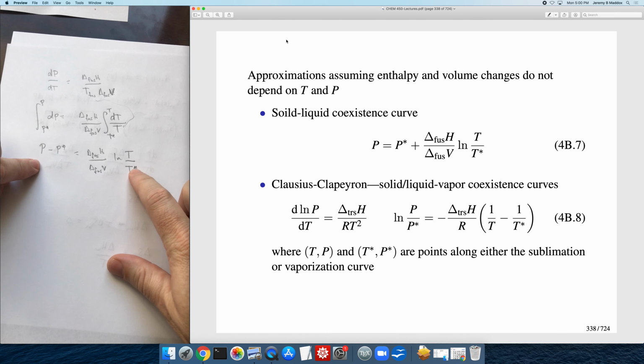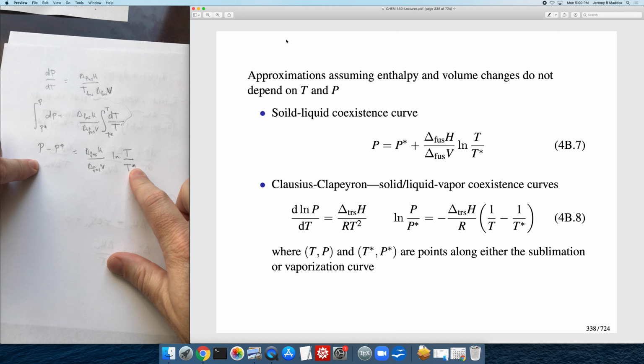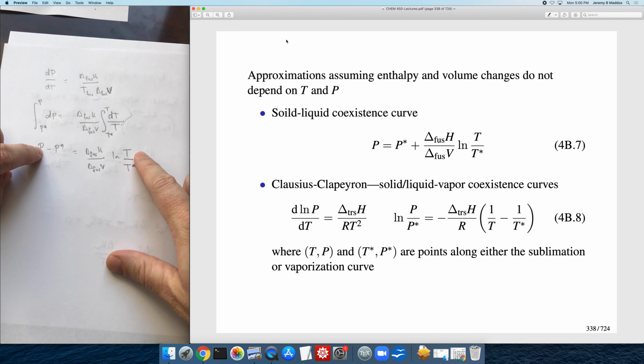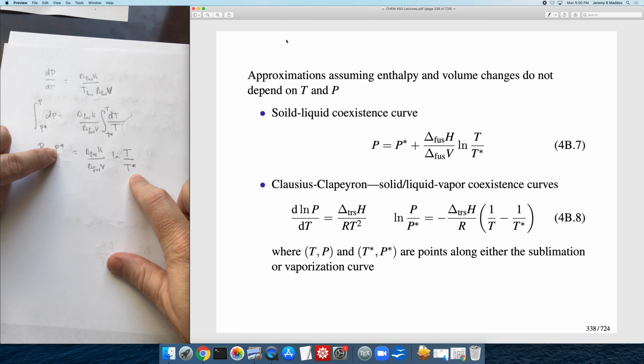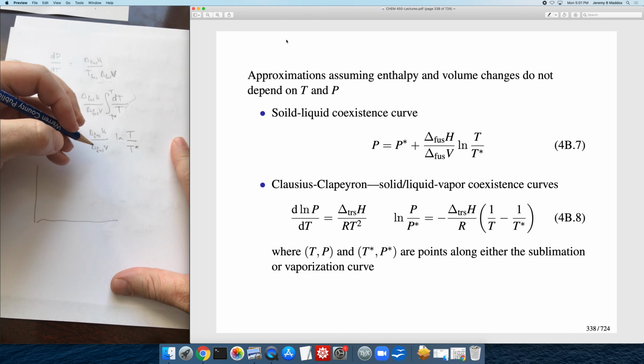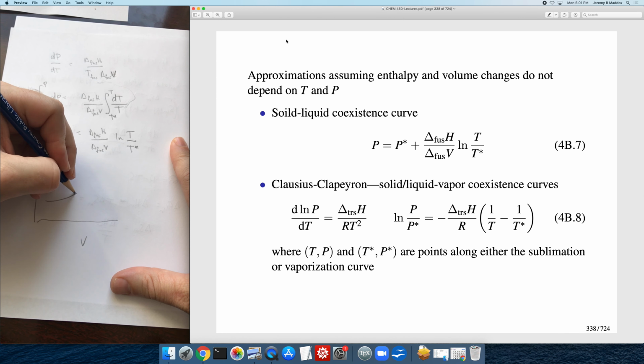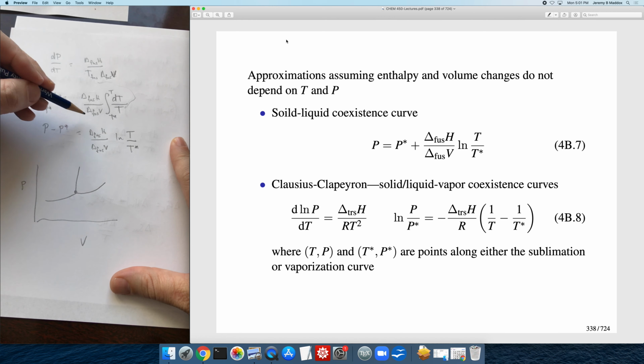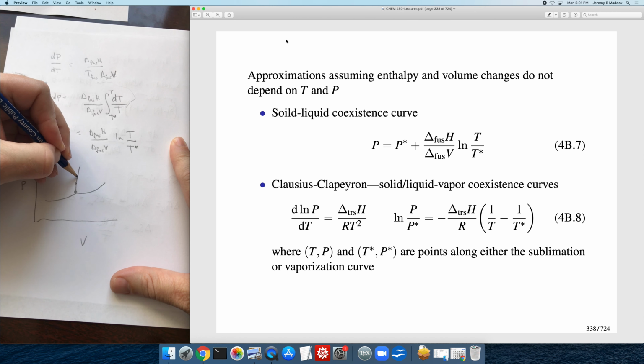Okay, and so this is an approximation that we can use to calculate a pressure point along the solid-liquid equilibrium curve at one temperature given the temperature and pressure at a different point. So this equation relates two points along the solid-liquid equilibrium curve. So just going back to the diagram, this equation would approximately relate any two points along this curve.